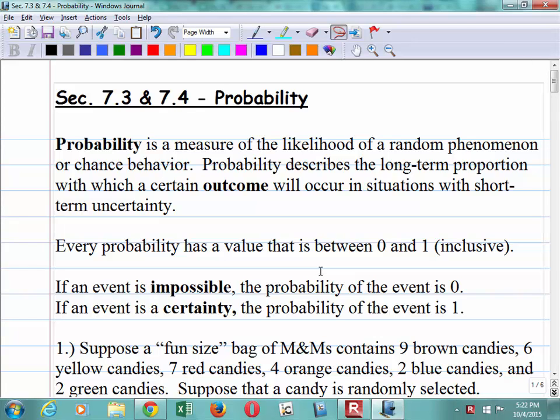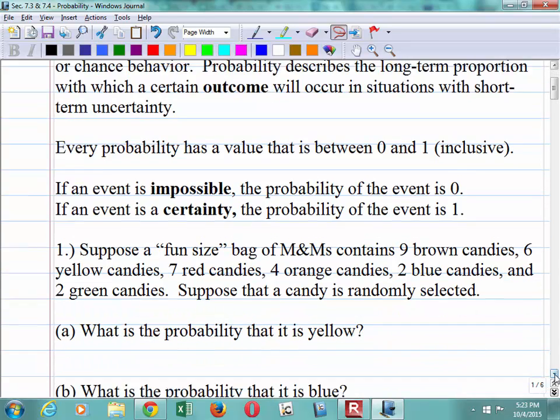Okay, 7.3 and 7.4 is about probability. Probability is a measure of the likelihood of a random phenomenon or chance behavior. Probability describes the long-term proportion with which a certain outcome will occur in situations with short-term uncertainty. Alright, so there's a very mathified definition for you. Every probability has a value that is between 0 and 1 inclusive. So the probability can be equal to 0, in which case that event is considered impossible, and the probability can be equal to 1 when the event is a certainty.